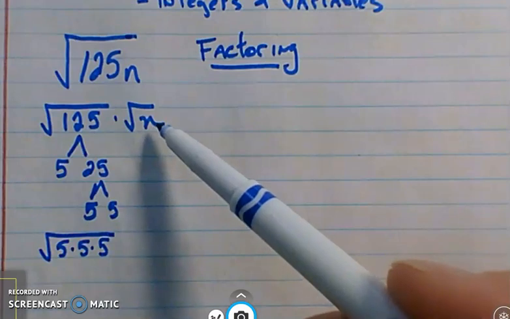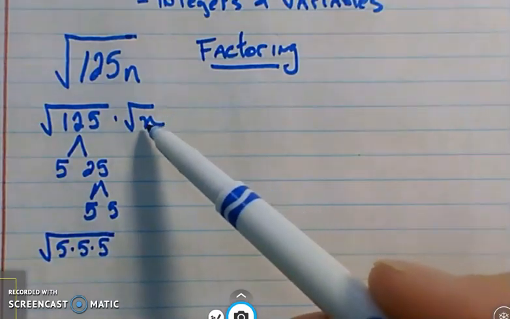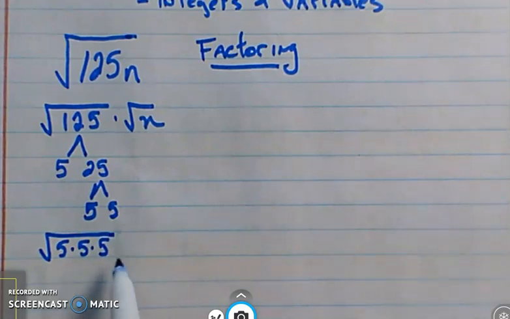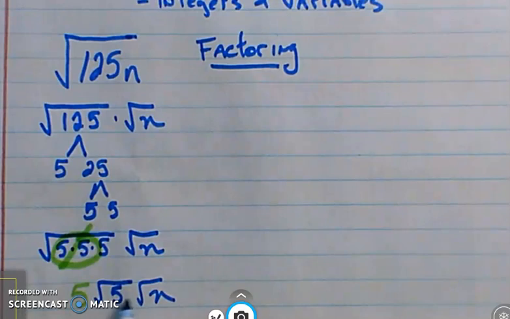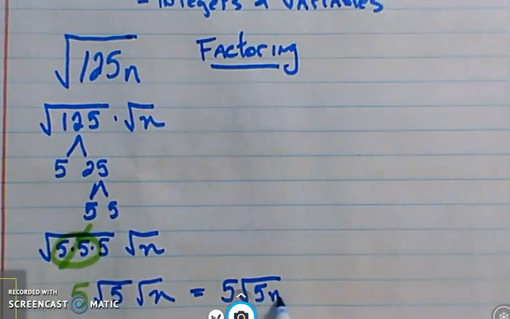Now the n, remember when we did variables, we wrote it out in expanded form. Well, in this situation I've only got one of them, so there's not a lot to think about. Remember, what I'm looking for are pairs. I have a pair of 5s right here, so I'm going to take that pair of 5 out and put it in the front. I have no pairs of n's, so there's nothing to circle there. So I'm just going to have the square root of 5 here, and of course the square root of n. Now, why not put those both together and say the answer is 5 square root 5n.